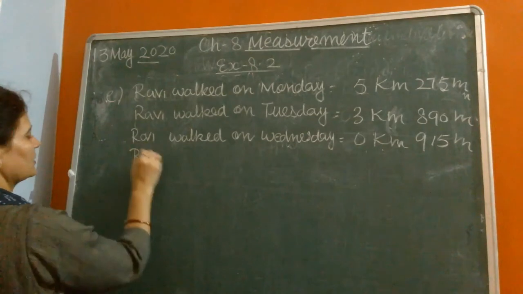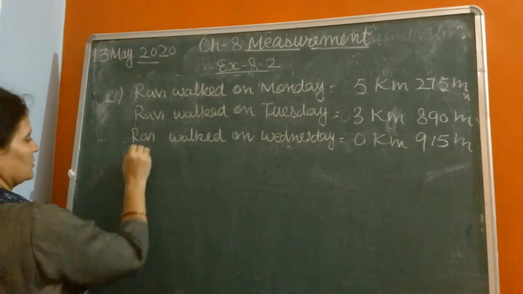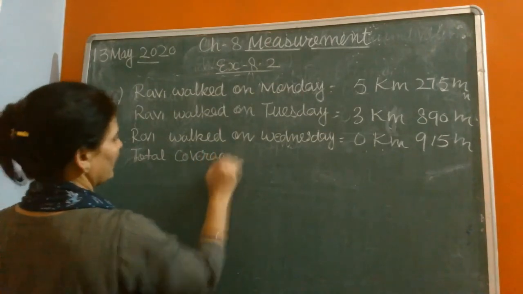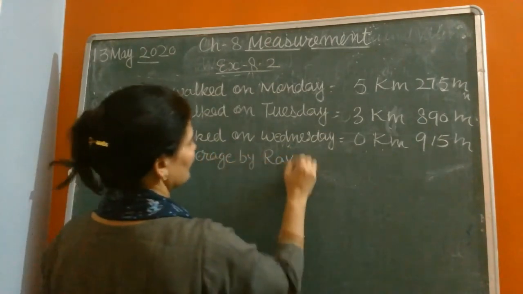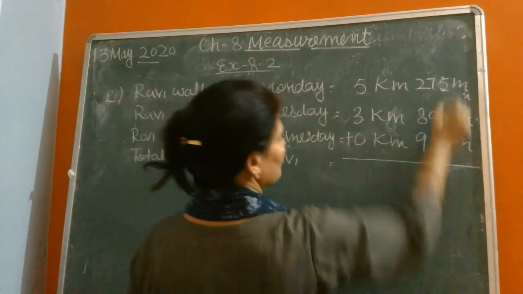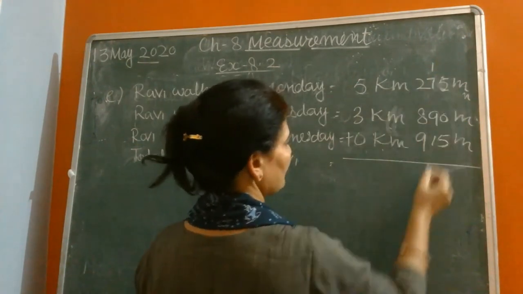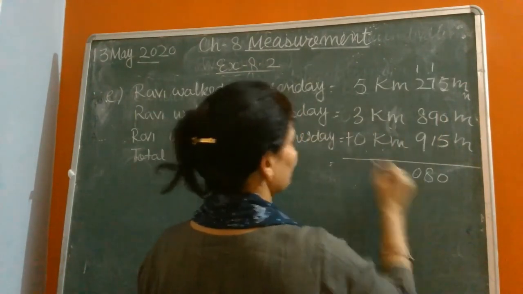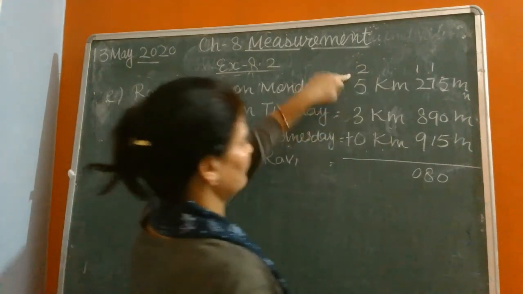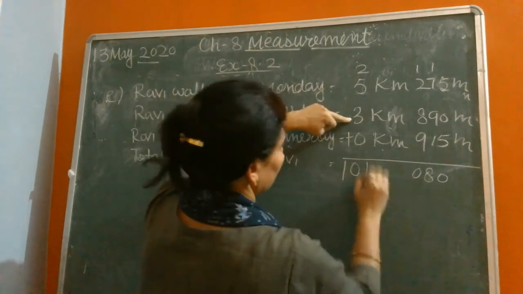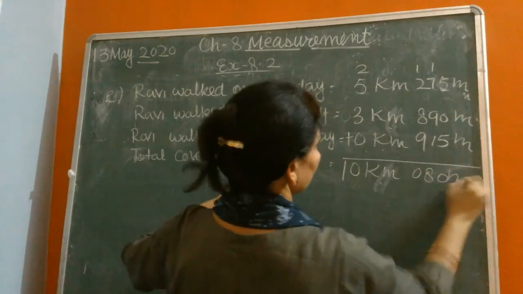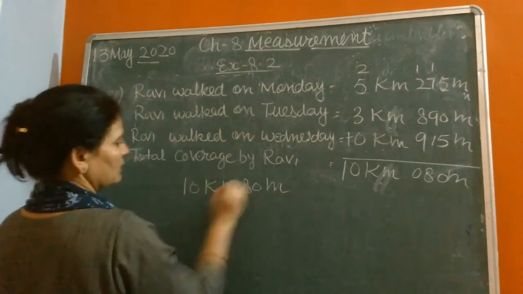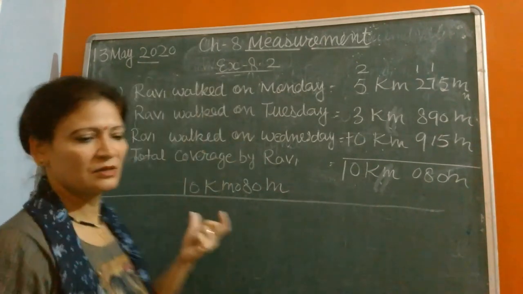He covers total distance by Ravi equal to 5, 5, 10, 10 of 0 carry over 1, 8, 9, 17, 17 plus 1, 18, 8 carry over 1, 10, 10 plus 1, 11, 11 plus 9, 20, 0 carry over 2, 5, 7, 7 plus 3, 10. 10 kilometer and 80 meter is the distance covered by Ravi.